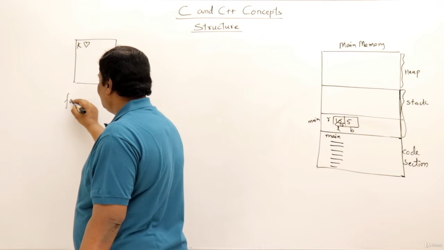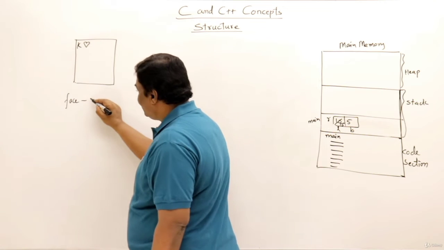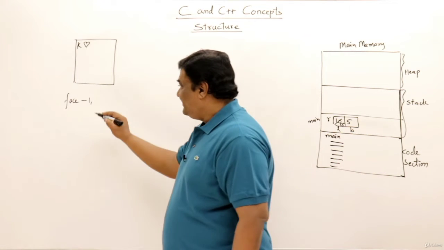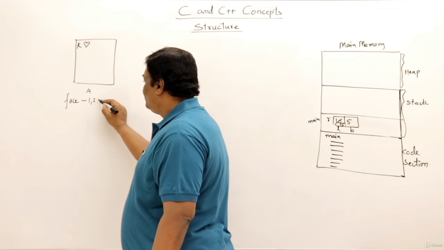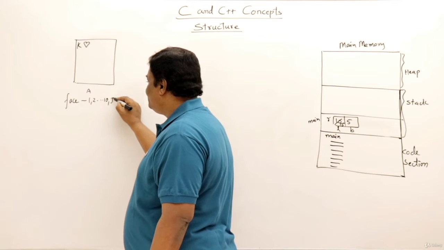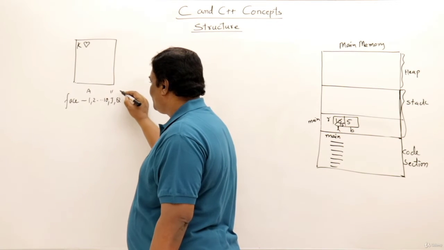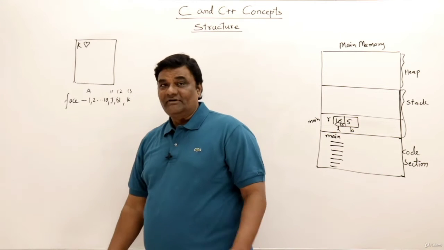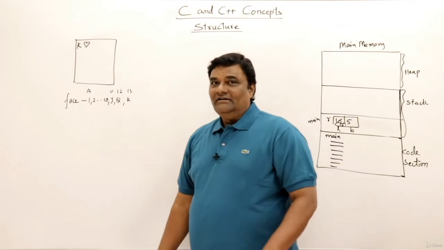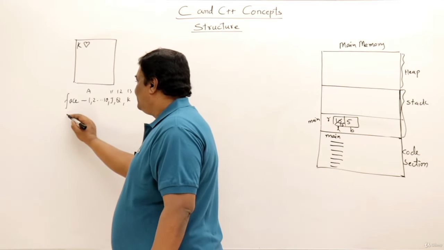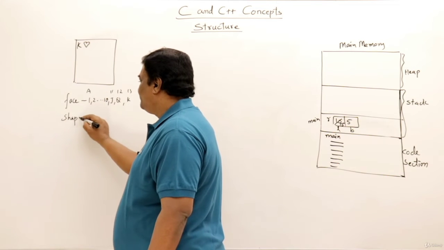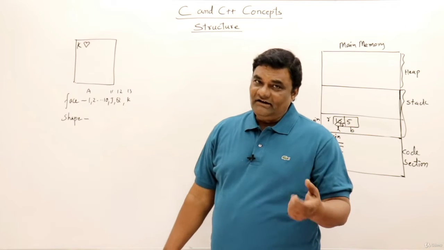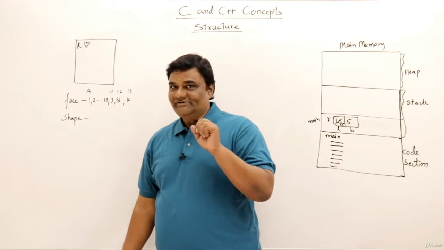First is face value. Face value can start from 1 onwards. 1 means, let us call it ace. 1 is ace. Then 2, 3, 4, 5 up to 10. Then J is 11, and queen is 12, and king is 13. So these are the face values from 1 to 13. The next is shapes. So what are the shapes? There are 4 shapes: hearts, diamonds, spade, and clover or club. So 4 shapes are there.